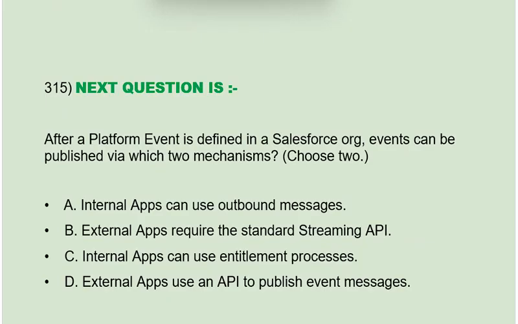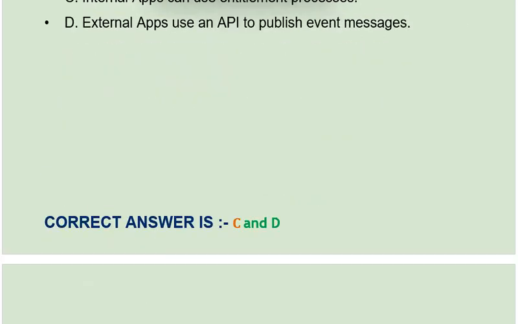Question: After a platform event is defined in a Salesforce org, events can be published via which two mechanisms? Option A, internal apps can use outbound messages. Option B, external apps require the standard Streaming API. Option C, internal apps can use entitlement processes. Option D, external apps use an API to publish event messages. Correct answer is option C and option D.